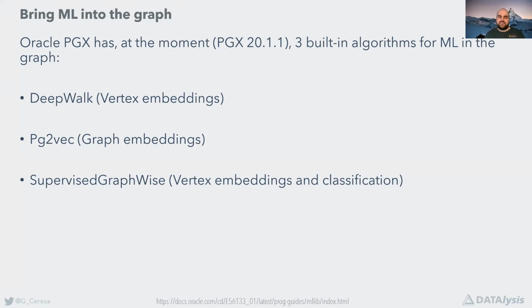So in PGX 20.1.1, there are three built-in algorithms doing this kind of job and doing machine learning inside the graph. One is called DeepWalk. It's a vertex embeddings algorithm. One is PG2Vec. It's graph embeddings. And the last one, which has been added only a few months ago, is the supervised GraphWise. It's vertex embeddings and classification.